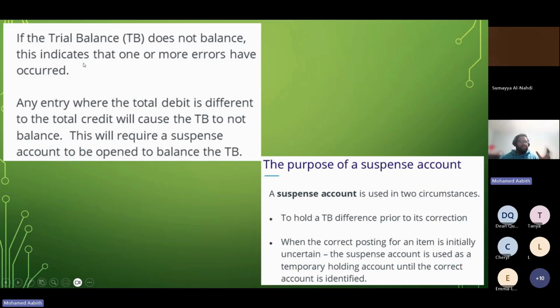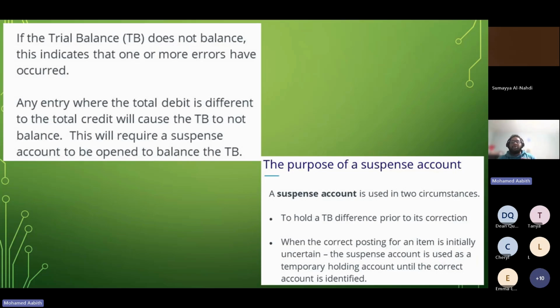So they're saying here, if the trial balance does not match, that indicates one or more errors have occurred. Any entry where the total debit is different from the credit will cause the trial balance not to balance. This will require a suspense account to be opened to balance the trial balance. The purpose of the suspense account is twofold. One, we can hold the difference prior to its correction. That means whatever the suspense account balance is, we'll come to that later and show you how that works. We hold the trial balance difference prior to its corrections.